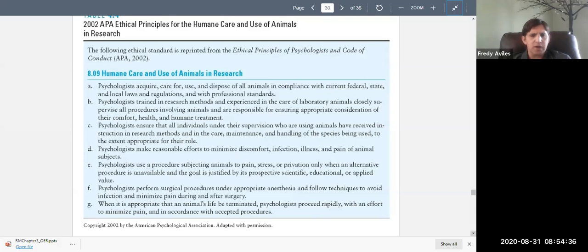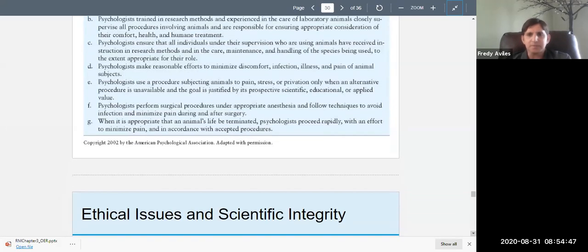And the last one, if you have to terminate the animal's life, right, you have to kill them, then you do so quickly. Try to minimize the discomfort as much as you can, or make it happen quickly. I know that's really messed up, right? But it does happen.